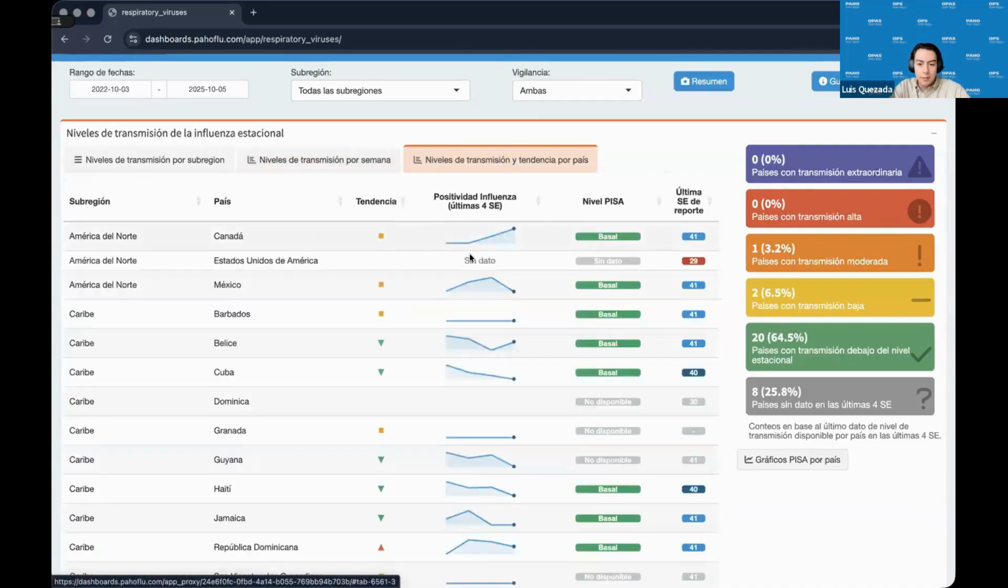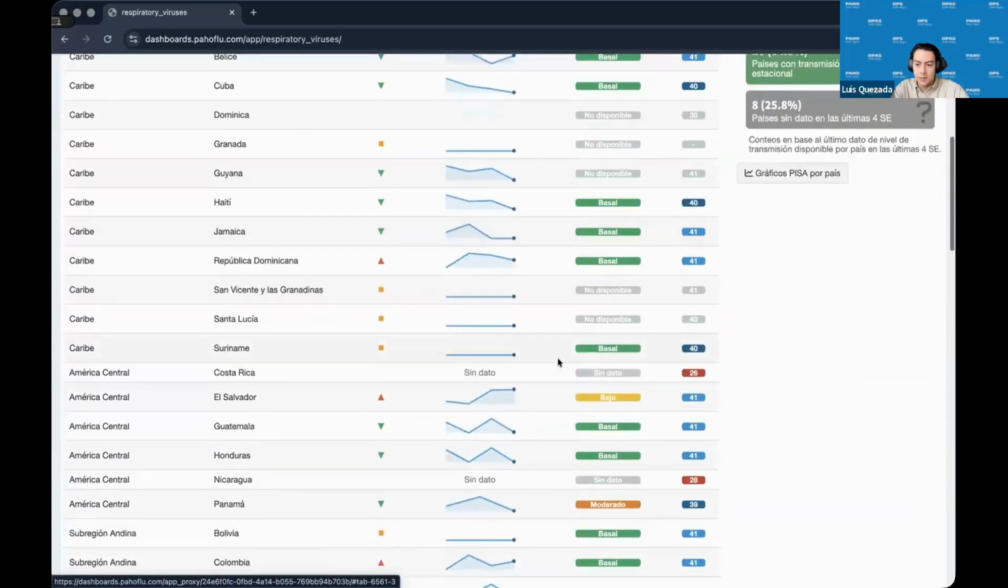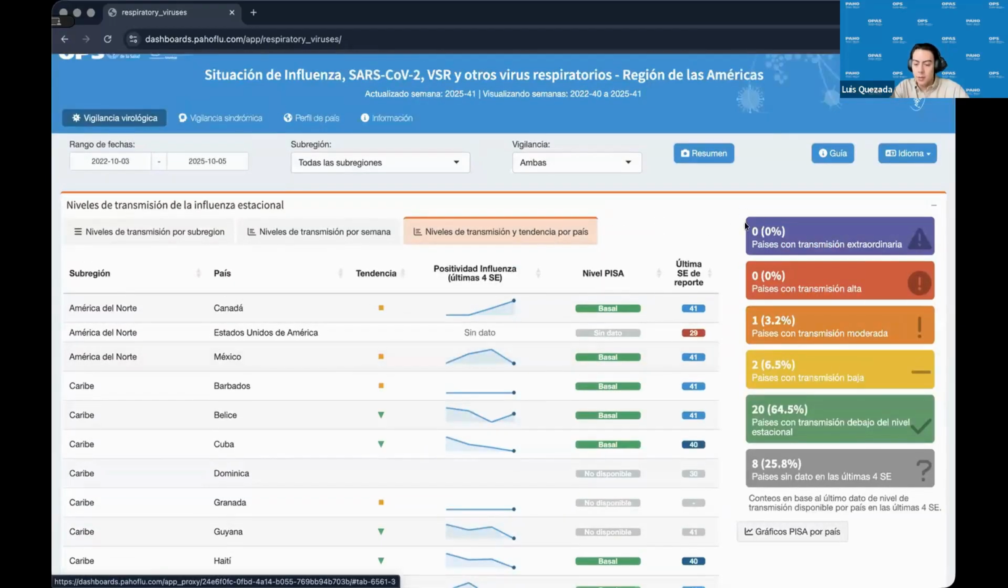And also in this section there is a very interesting table that gives us the country-based details with the rising or constant or falling trends based on the data reported in the last 4 weeks and the level of PISA for the latest reported data. This shows the trends and also the magnitude of influenza flu transmission by country.